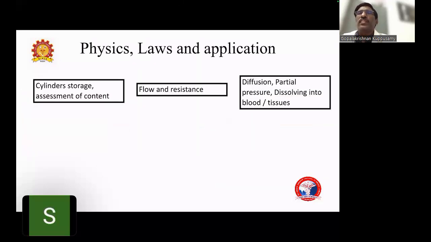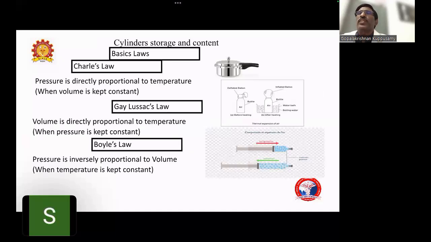Where do these laws get their application? They have a lot of components: cylinder storage, assessment of content, flow and resistance, and finally diffusion, partial pressure, and dissolving. So first we will go for the cylinder storage and content. Basic laws. The Charles law.